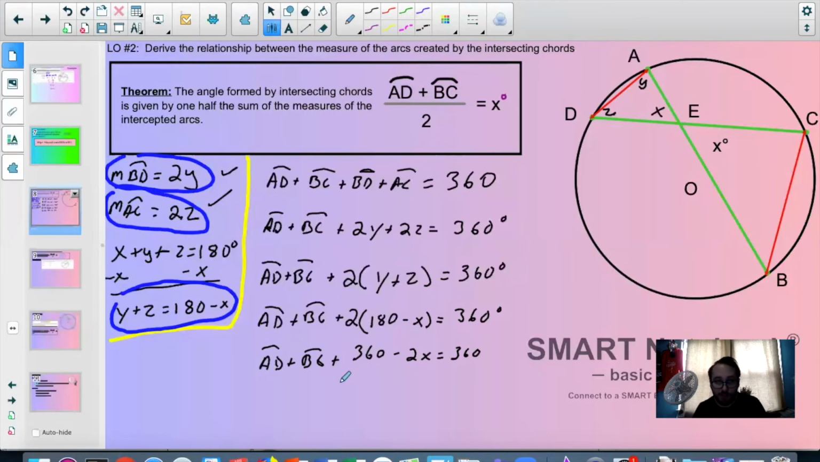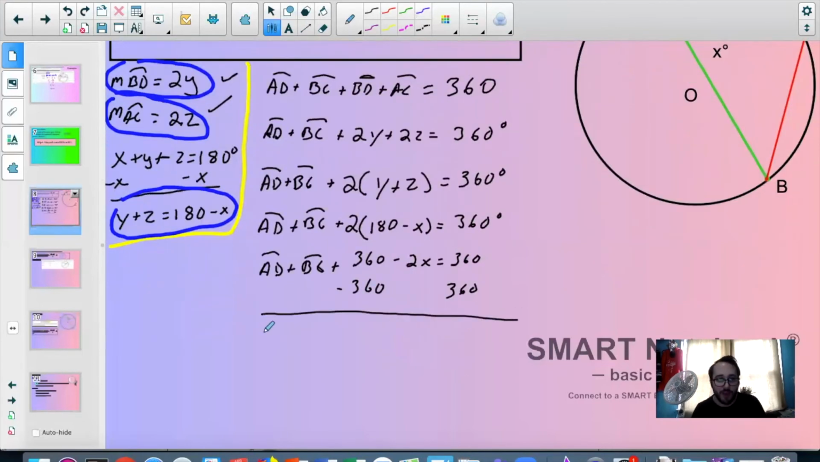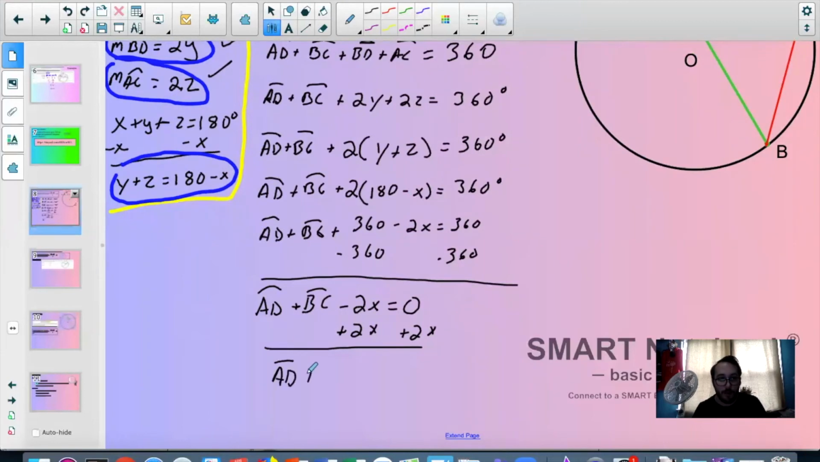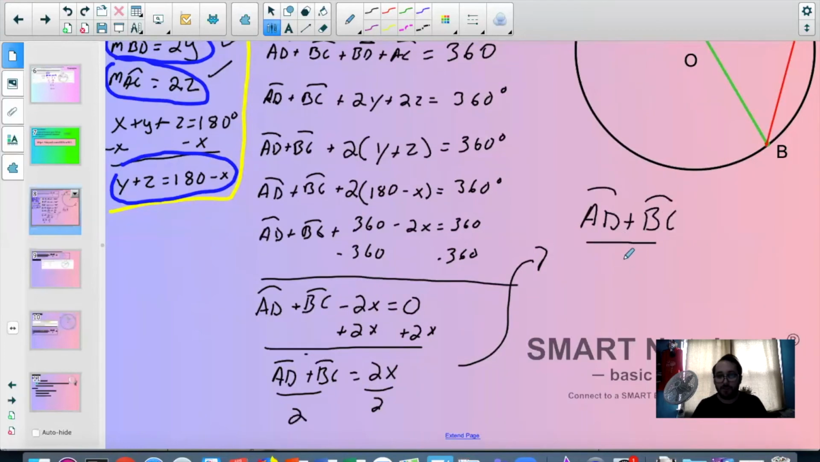So what I'm going to do is subtract 360 on both sides. I'm going to scroll down a little bit, and I'm left with AD plus BC minus 2x is 360 minus 360, which is 0. But I want to get x by itself, so I'm going to bring the 2x to the other side. So the inverse operation of minus 2x is plus 2x. And I'm left with AD plus BC equals 2x. But if I want to get x by itself, what's the inverse of multiplying by 2? Yeah, dividing by 2. So I'm left with AD plus BC divided by 2 equals x.